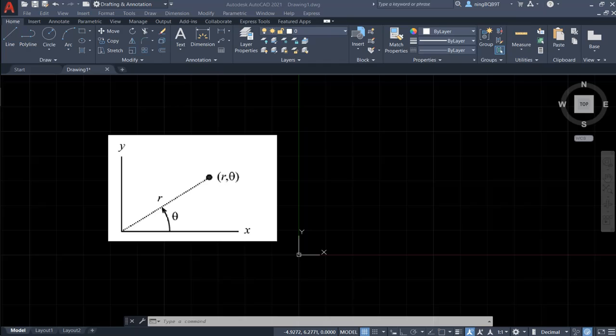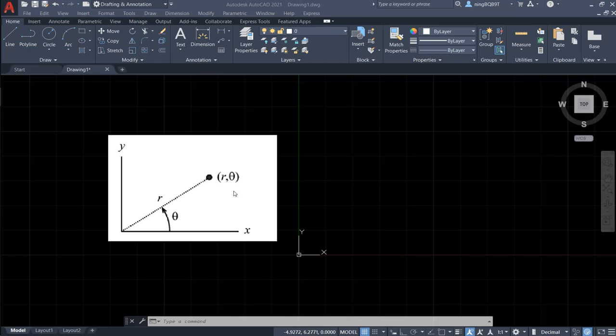In this video, I want to talk about the polar system in AutoCAD 2021. Now I opened the software and created a drawing with the name Drawing 1. So here is a picture showing the polar coordinate system.